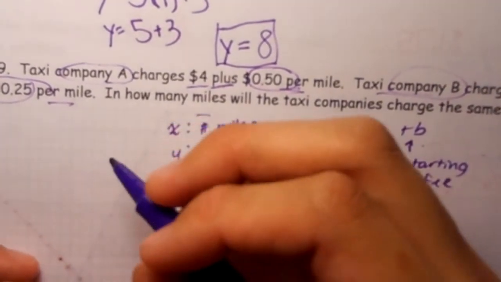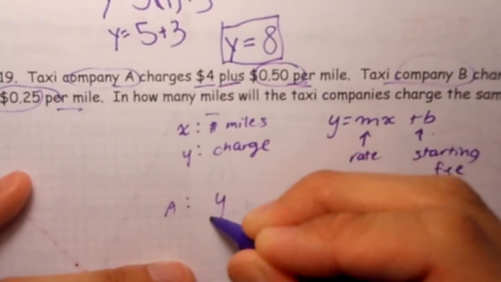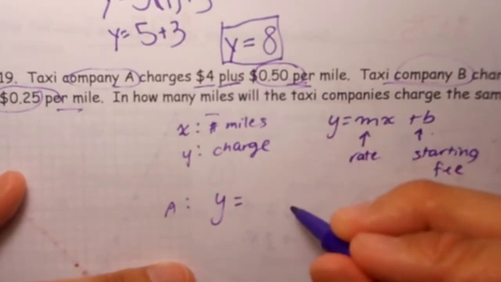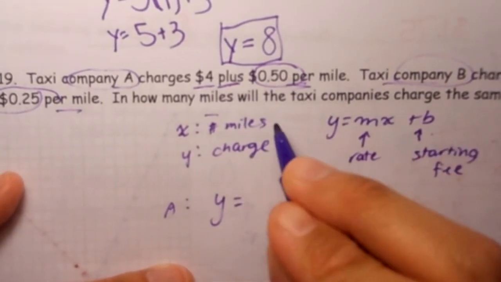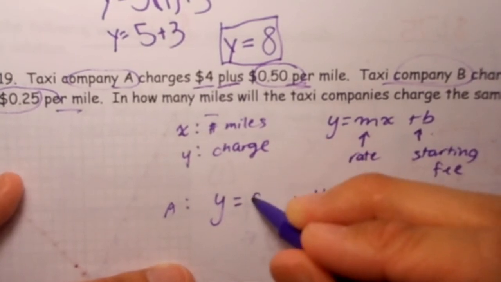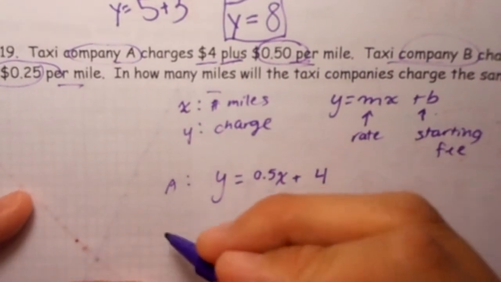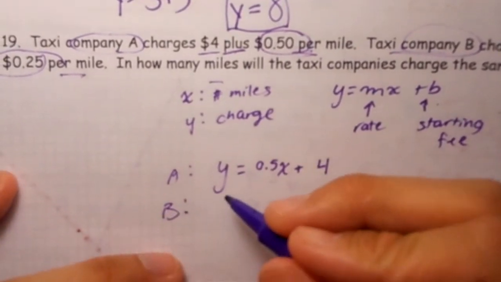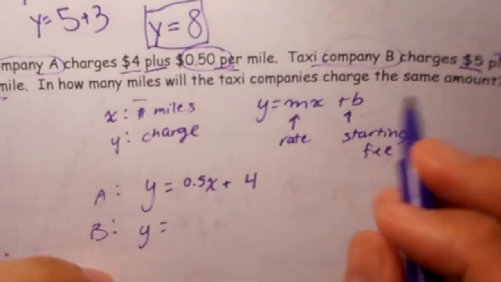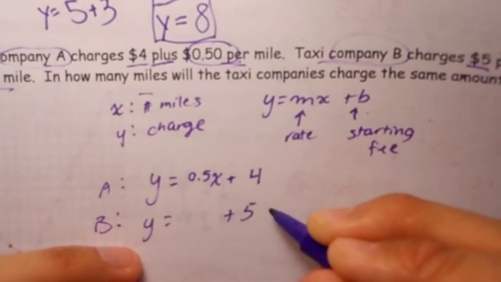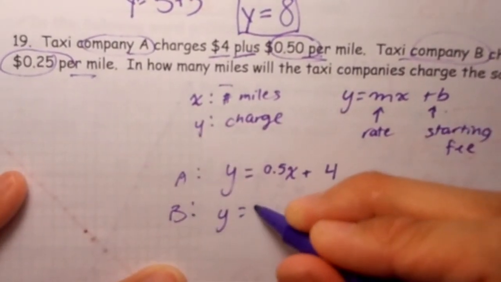So let's make an equation for company A. For company A, they charge $4, so that's the starting amount, our b value, plus 50 cents per mile, so 0.5x, because it's a rate. Now for company B, we have our starting point to be $5, so it starts off at 5, and per mile they charge 25 cents.